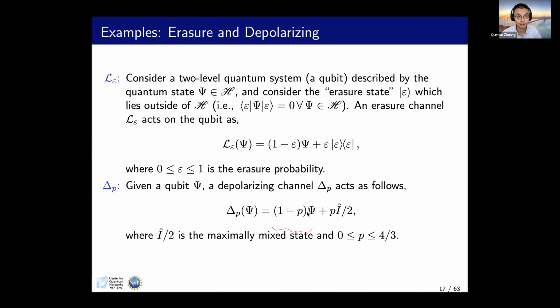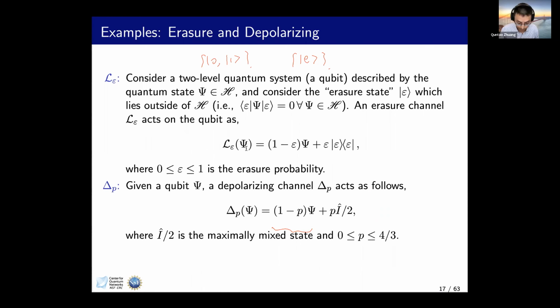Okay, so let's do some examples, erasure and depolarizing. Consider a two-level quantum system described by the quantum state phi, and the erasure state, which lies outside of this Hilbert space, meaning that for this two-level state you have basis 0 and 1, and this erasure state is orthogonal to both 0 and 1. This is essentially modeling the fact that sometimes a quantum machine operates, but sometimes it raises a red flag saying the system is in error. So maybe something malfunctioned, but there's an indication, a red light flashing, which makes you realize that it's an entirely orthogonal state to what this system should be in. So essentially, this is modeling this erasure or error process.